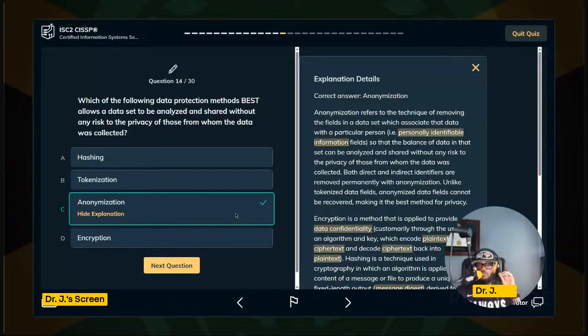Anonymization refers to the technique of removing the fields in a data set which associate that data with a particular person, for example personally identifiable information fields, so that the balance of data in that set can be analyzed and shared without any risk to the privacy of those from whom the data was collected. Both direct and indirect identifiers are removed permanently with anonymization. Unlike tokenized data fields, anonymized data fields cannot be recovered, making it the best method for privacy.